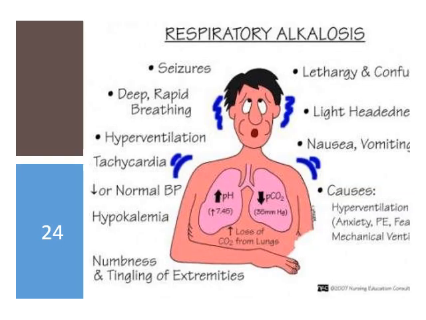Here's respiratory alkalosis. Now let's look at the difference. Look at the lungs, because we're respiratory, so the CO2 is low. So they're not acid, they're alkaline. Their pH is up, 7.45. They might have seizures, deep rapid breathing, hyperventilation, tachycardia, hypokalemia, numbness or tingling of extremities, lethargy and confusion, lightheadedness, nausea and vomiting.